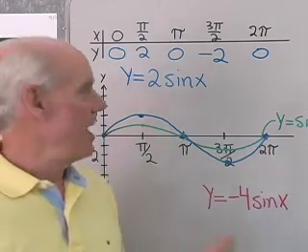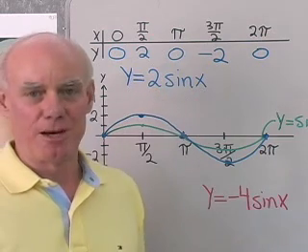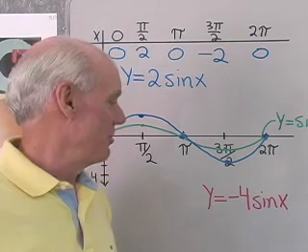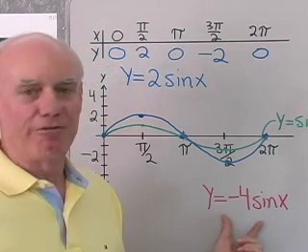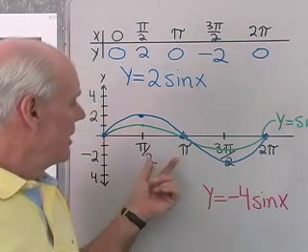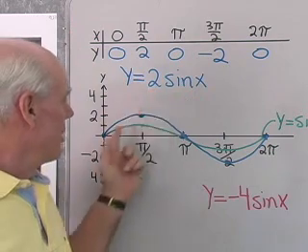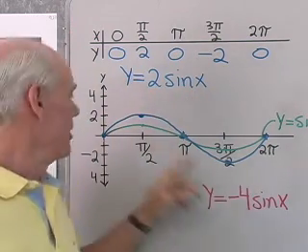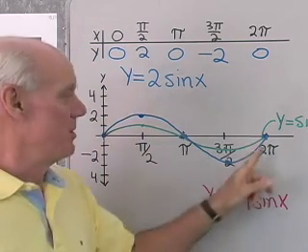Okay, so you can see what happens with this 2 right here. It changes the amplitude of the graph. It doesn't affect the period at all, but it changes the amplitude. How about y equals negative 4 sine x? Well, if putting a 2 in front doubles the amplitude, putting a 4 in front is going to make it 4 times as big.